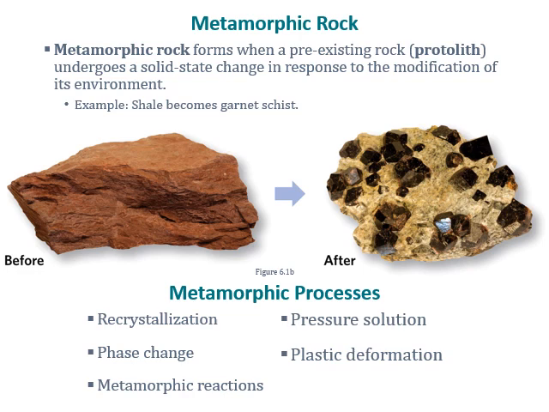One example is before metamorphism, a sedimentary rock called a shale may become a garnet schist after metamorphism. And this is the result of one or more metamorphic processes, which are listed as recrystallization, phase change, metamorphic reactions, pressure solution, and plastic deformation. In the case of the shale and the garnet on this slide, the rock certainly underwent some recrystallization and metamorphic reactions, and possibly other metamorphic processes. We'll discuss each of these processes in detail.